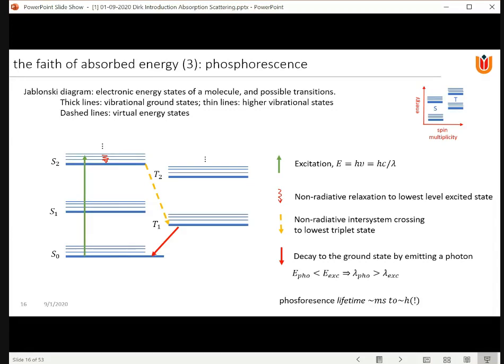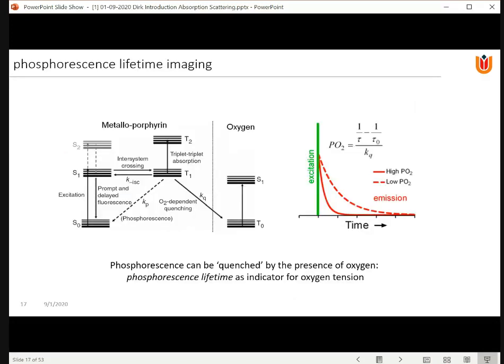So that is something that you can utilize. For example, this is one utilization of that phosphorescence. Here on the left-hand side is again the Jablonski diagram. This time without the fancy colors, but the principle is the same. You have excitation from S0 to S2 in this case. You have some decay. Then there is this intersystem crossing, this energy transfer between the singlet and the triplet, to the ground triplet state.